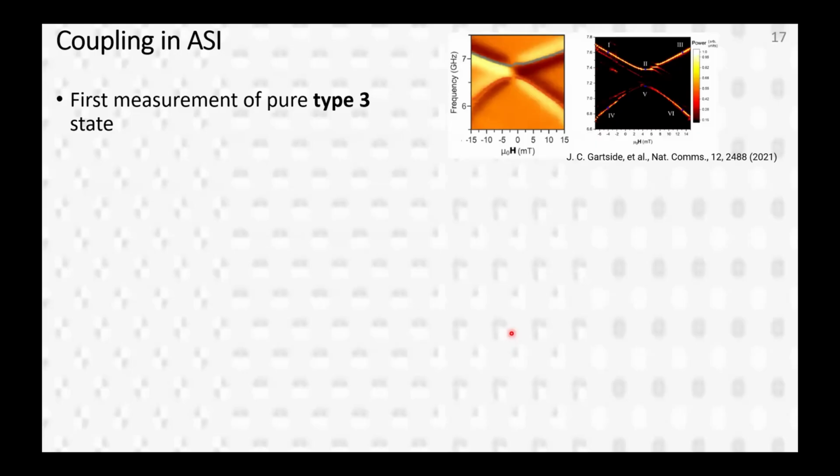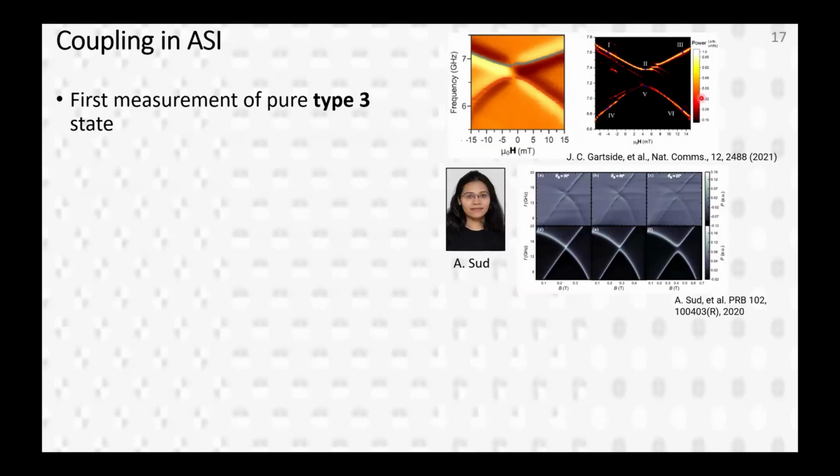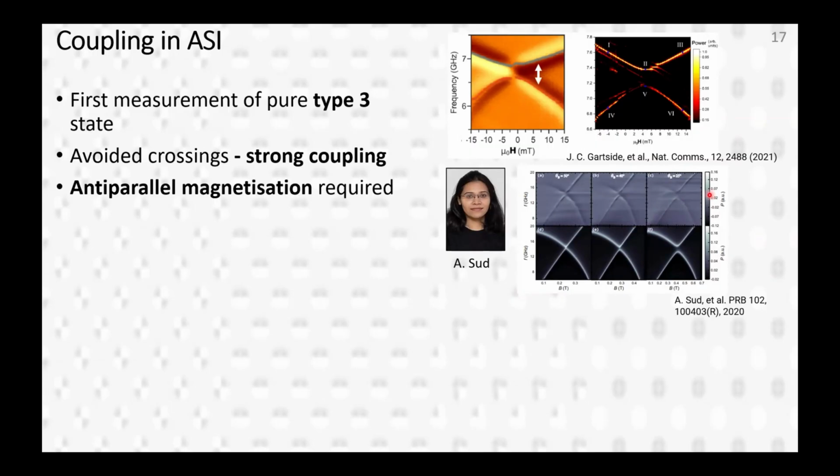Okay, so I think we were the first to measure this pure type 3 state. And what we noticed was that we have this kind of gap opening up in our dynamics. Akansha Sood, who is actually speaking after me today, at that time when we were both at UCL, was working on synthetic antiferromagnets and coupling in those systems. And you actually can open up a gap. These avoided crossings are actually evidence of strong coupling. And this requires an antiparallel magnetization component, which the type 3 state does.